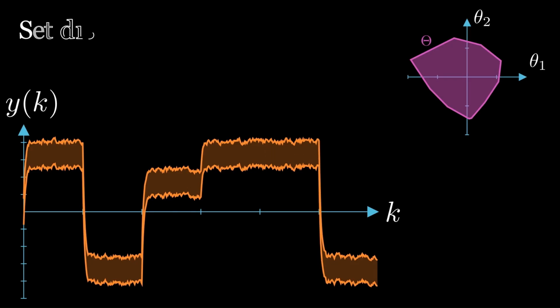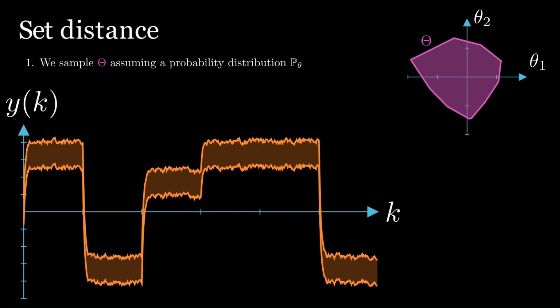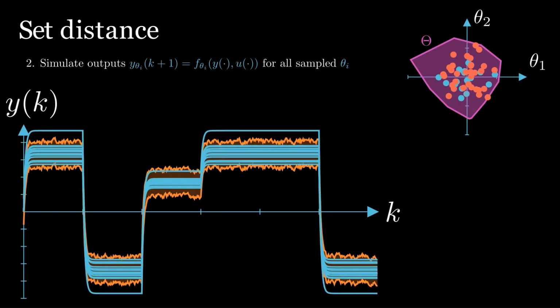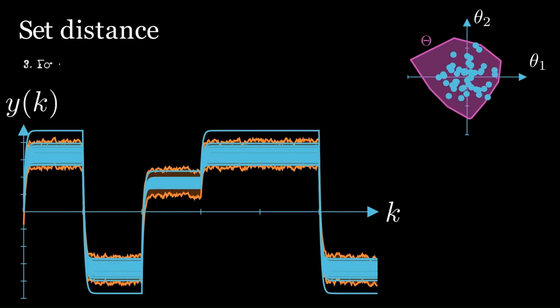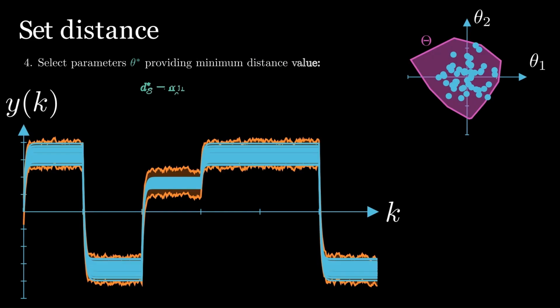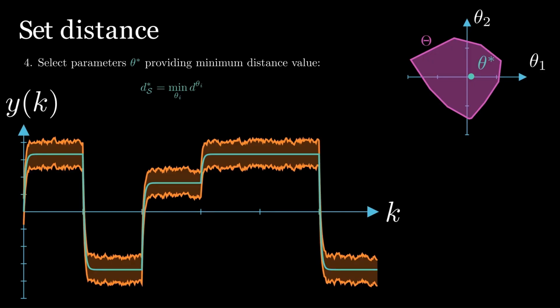Then, we sample the feasible parameter set, assuming a certain probability distribution. After drawing a sufficient number of samples, for all of them we simulate the corresponding model's output. We then compute for each simulated output the cumulative sum of the distances between the simulation and the tube for all time instants. And finally, we select as optimal parameters the one providing the minimum value of this distance.